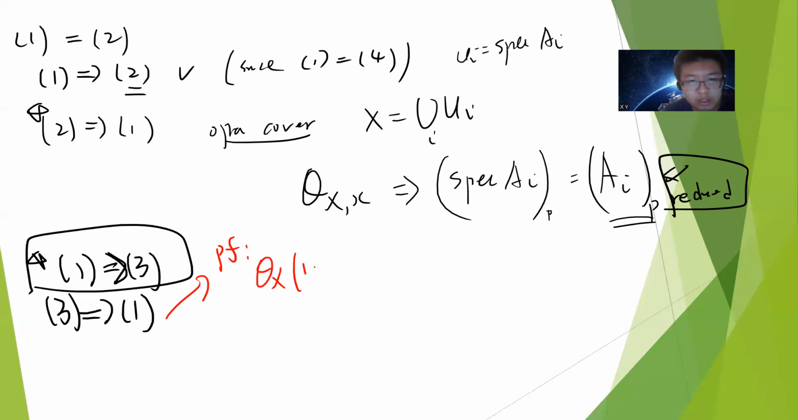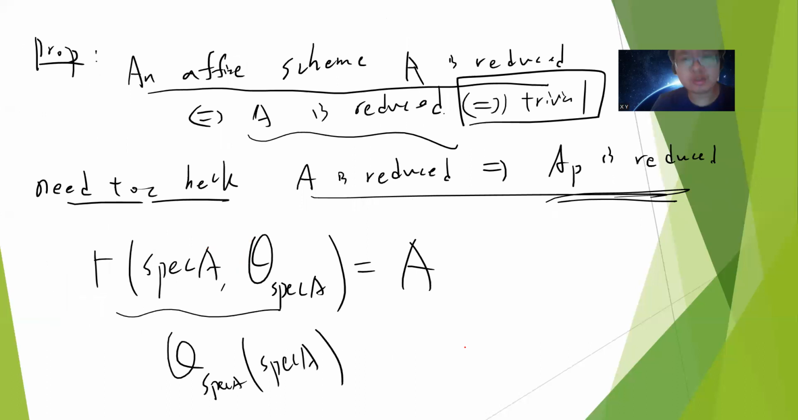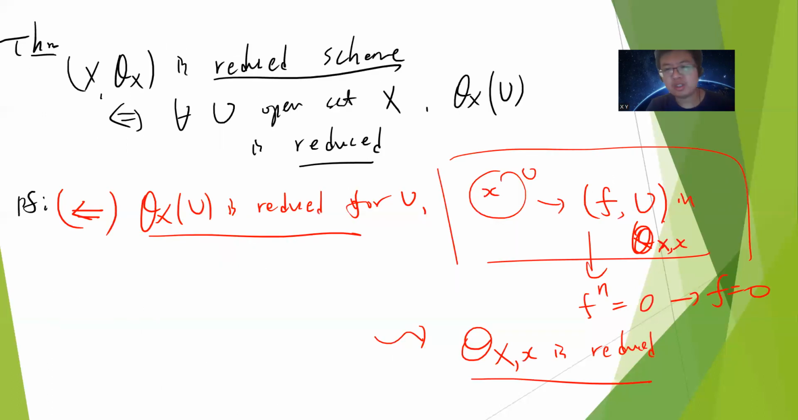We say that this guy is reduced for all affine opens, and then we just cover X by these affine opens and use 2. That's it. Very simple. These are basically simple. The most important one is this proof, but you'll notice that the rest are trivial.